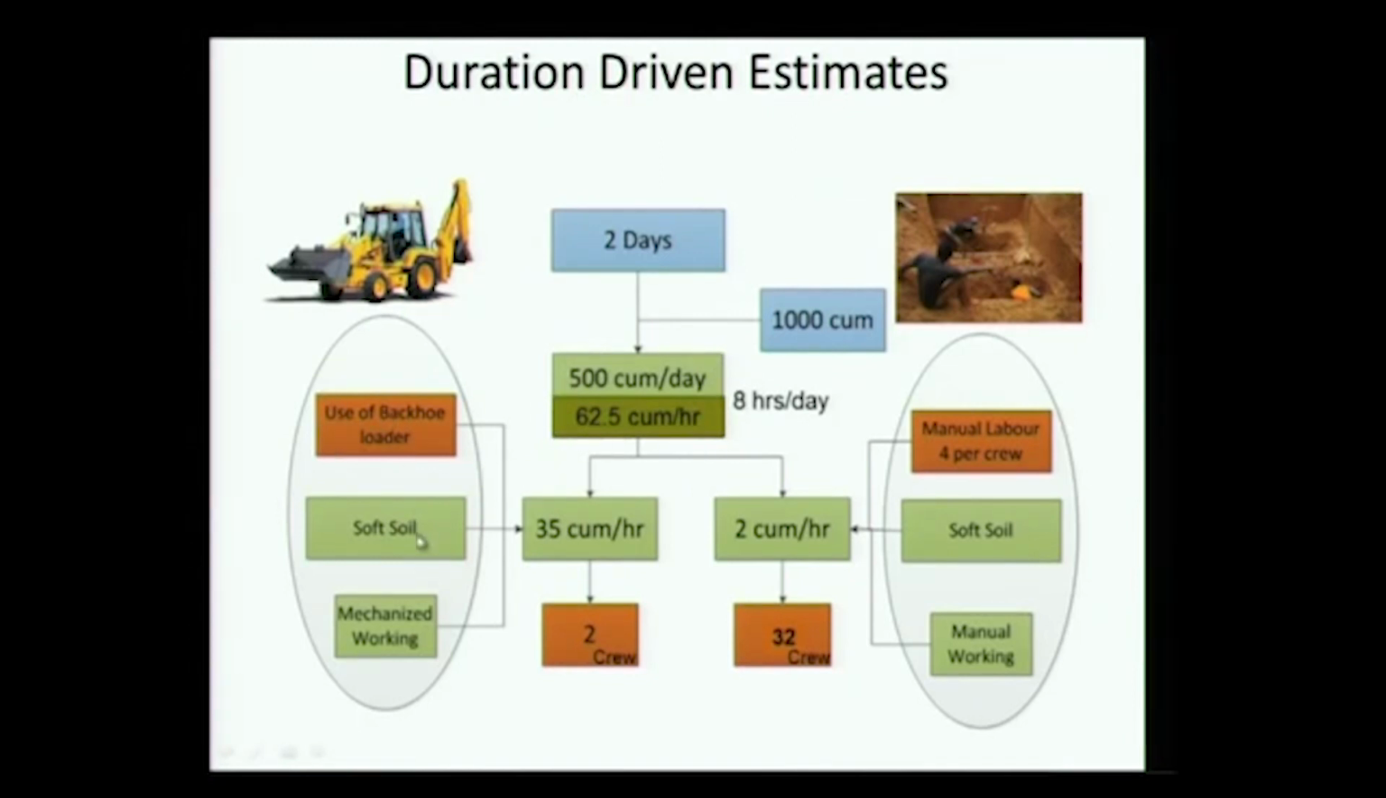Now I come in from this side. I have two options: using an excavator or using manual labor. If I am using an excavator, this is the cubic meter per hour I can get, which means in order to achieve my required cubic meter per hour, I need 2 crew. Whereas if it is manual, this is the cubic meter per hour I can get, and this is the number of crew I will need to meet the requirement. Okay, it is pretty straightforward analysis.